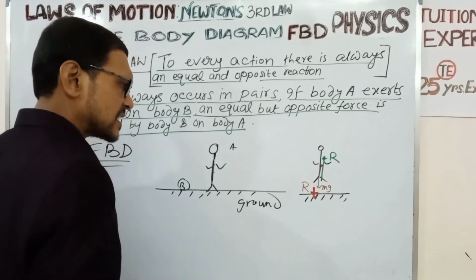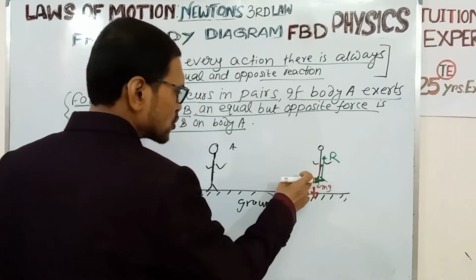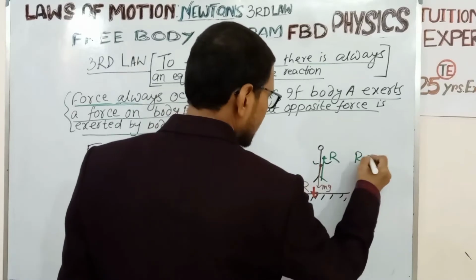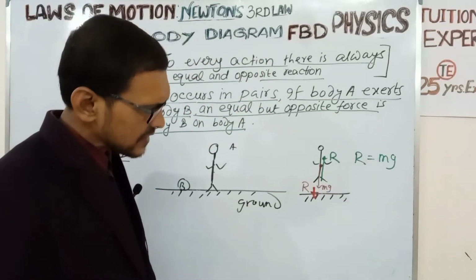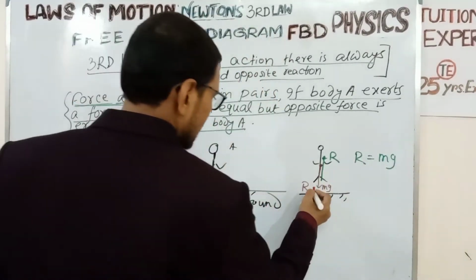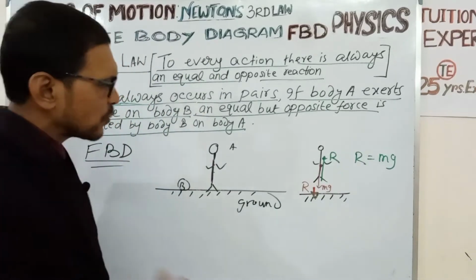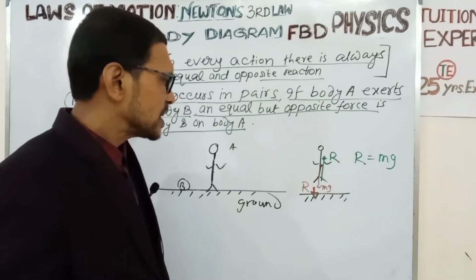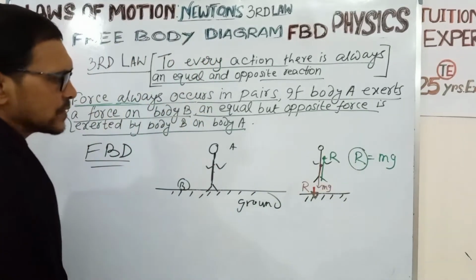Now the man is at rest. That is, the man is not accelerating. So the two forces will be equal and opposite. That's why we get R equal to mg, because the man has no acceleration. And on the ground a reaction is produced. Now, what is the weight we feel? The weight we feel is actually the reaction. This is the reaction for which we feel the weight.